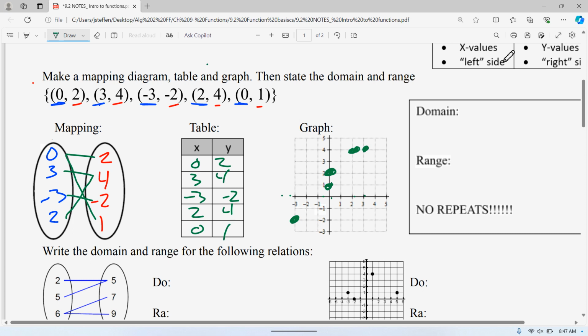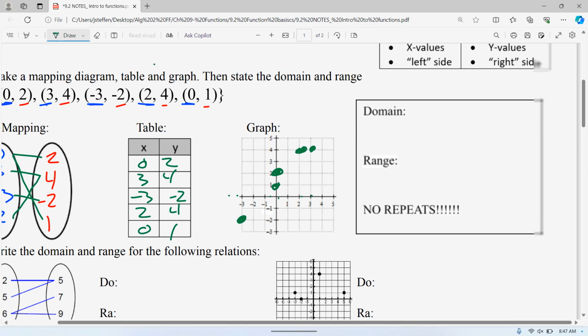So for your domain, all you need to do is list out your x's. For your range, all you need to do is list out your y's. Technically, you're supposed to have what they call a brace in front. If you don't know how to draw a brace, try to draw a parenthesis, but bump your elbow a couple times on the way down. It doesn't have to look good. And honestly, I'm not super finicky on that notation, but that's what that brace is.